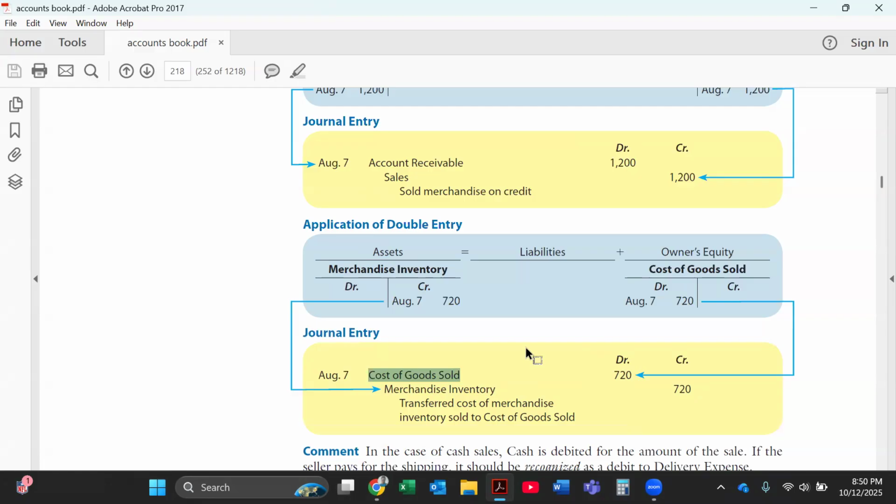And so we expense merchandise just like we expense supplies. When we use the supplies, we would put supplies expense. It's the same concept with inventory. When we sell it, however, we expense it through this account called cost of goods sold.